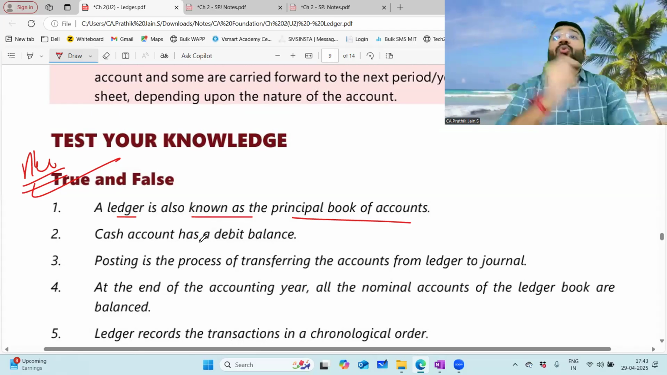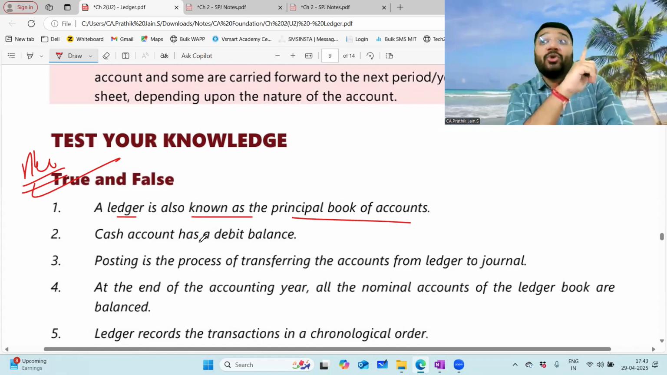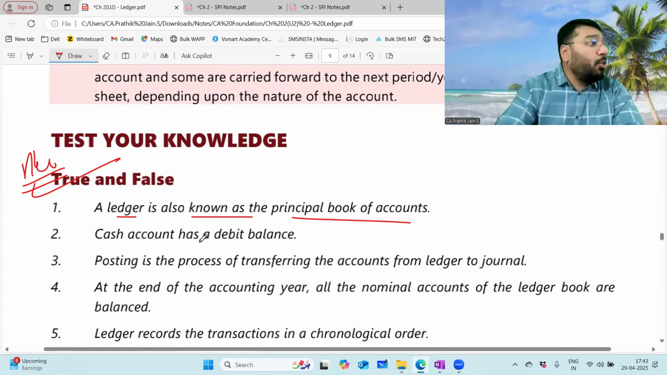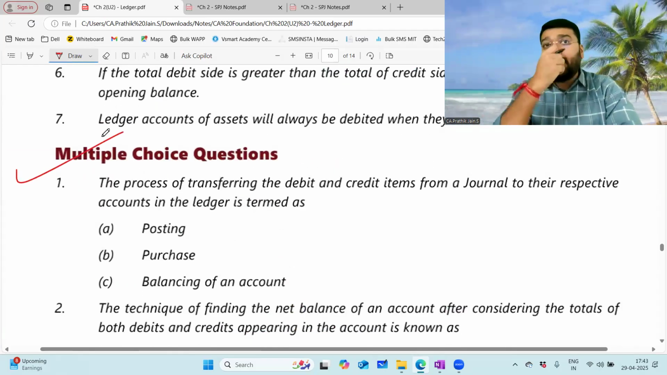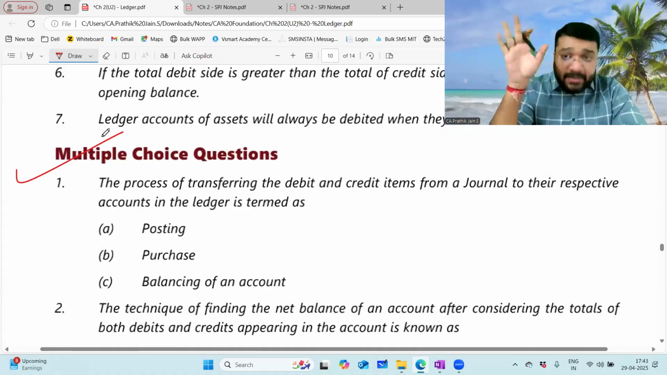Am I clear? So true and false of even the previous unit, which is unit 1, journal, that true and false is your homework completely. This true and false is homework. MCQ also homework. Now you will tell, sir, MCQ is not there in the syllabus. Right? Agreed.